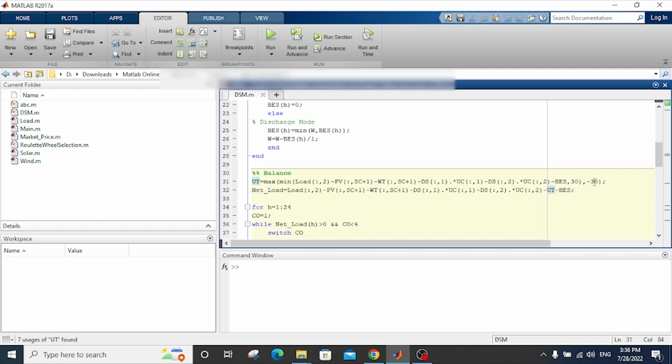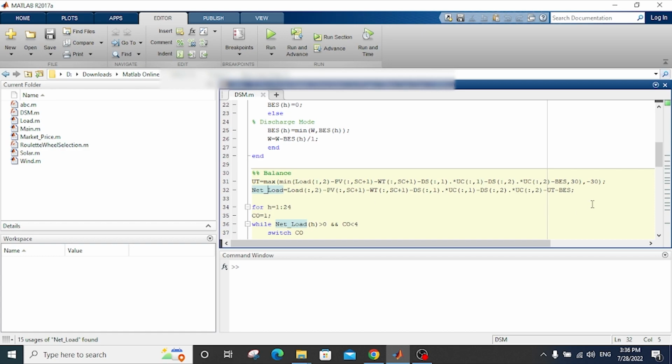And the utility, as we have constrained, does not exceed 30 megawatts imported or exported, as you see here. After we applied this constraint, we calculated the net load. The net load means the megawatts still not covered by the PV, wind, generation, utility, and battery storage. So it is the load minus the PV and wind and the fuel cell and the micro turbine, minus the utility, and minus the battery storage.